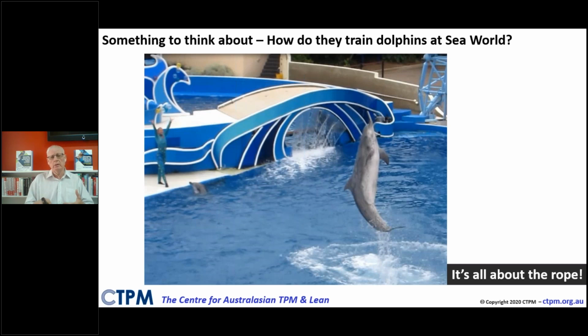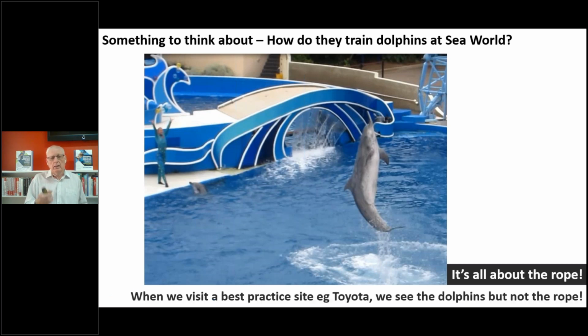And then when the show starts and everyone comes in, they take away the rope, and all we see is these great performing dolphins. That's a great little story about training a dolphin. But why do we talk about that? Well, when we visit best practice sites, for example, Toyota, it's probably the most common one we talk about, we see the dolphins but not the rope. And the message we're trying to get there, especially in a visual workplace environment, is that we can go in and we can see some very good visual controls everywhere.